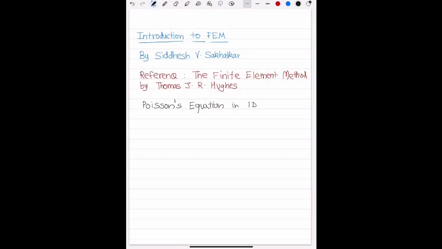So let's get started. Let's start by writing out the Poisson's equation in 1D. The Poisson's equation is given by the second derivative of u with respect to x plus some function f of x is equal to 0. Here u of x is the unknown solution that we want to solve for, and f of x is some predefined function. For simplicity, we consider the domain x belonging to 0 to 1.